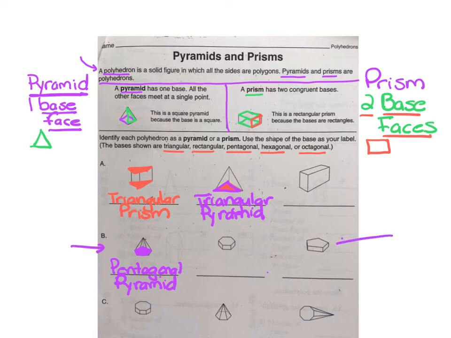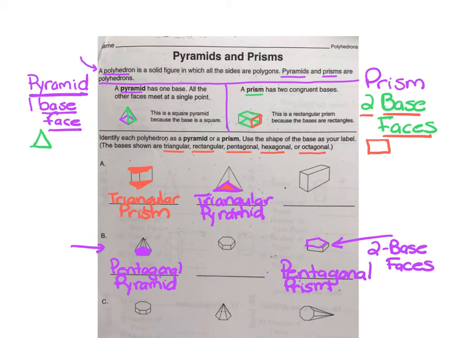Let's move to the solid at the end of row B. Now, we can see that the top base face is a pentagon, and although we can't clearly see it, we know that the bottom base face is also a pentagon. So we have two base faces. This makes this solid a type of prism. And once again, since we have a pentagon on the bottom and a pentagon on top, you would call this a pentagonal prism.